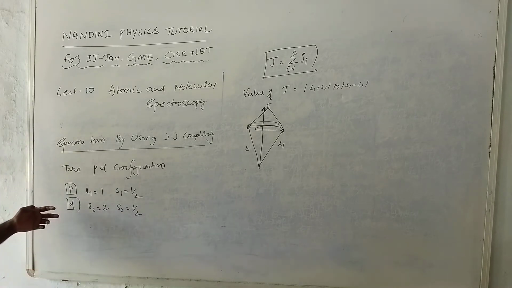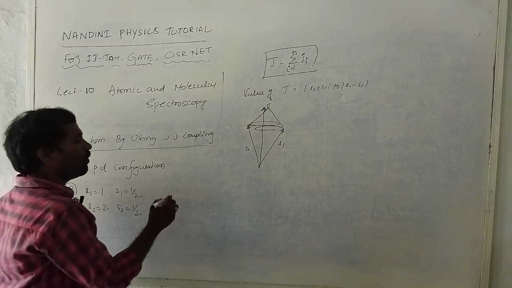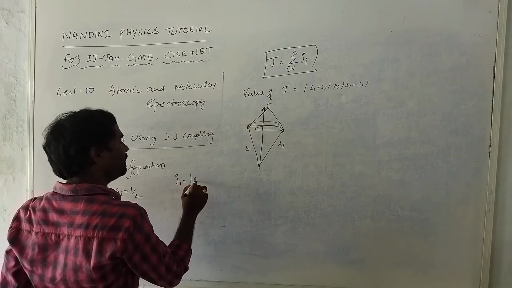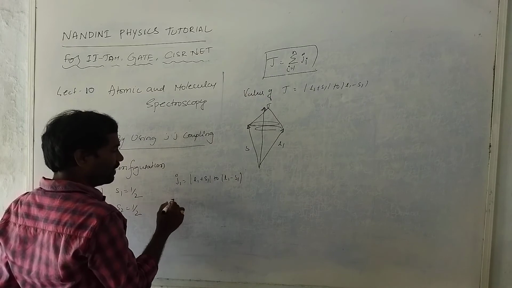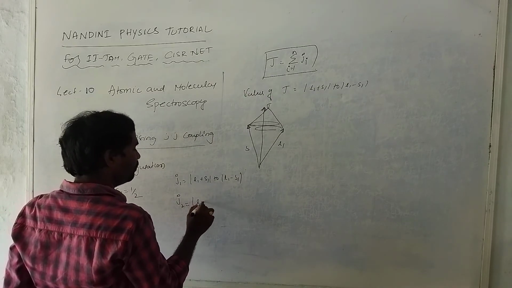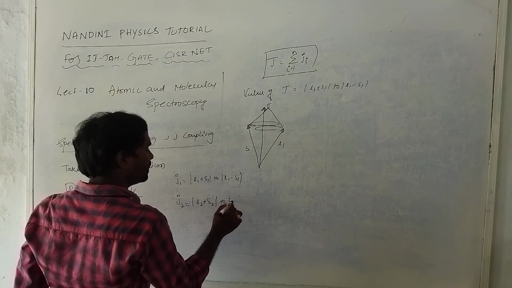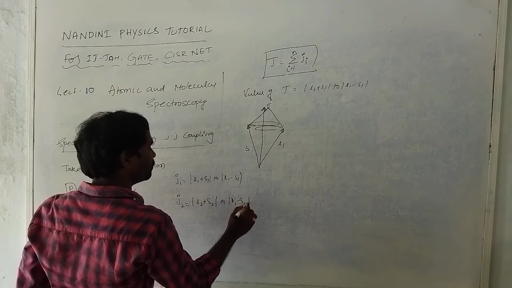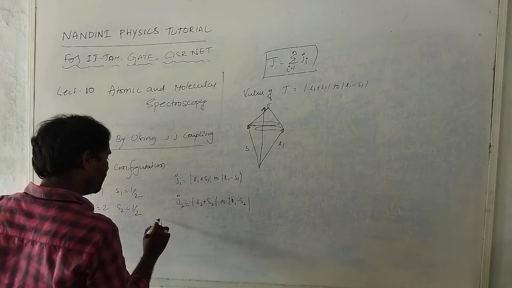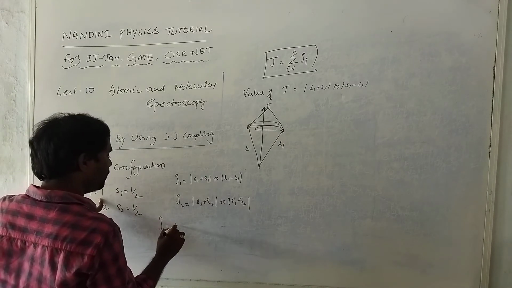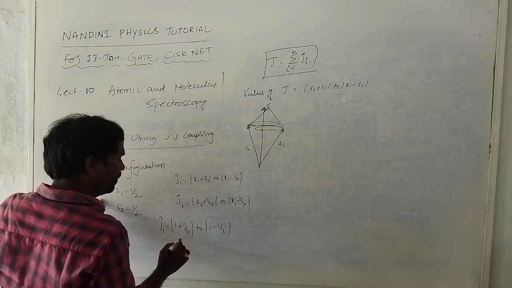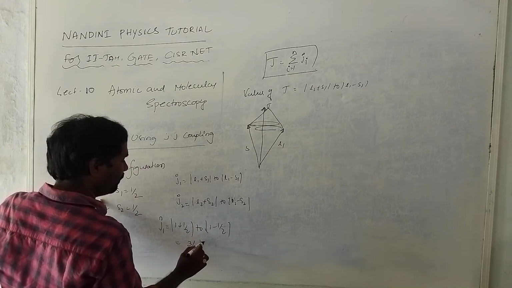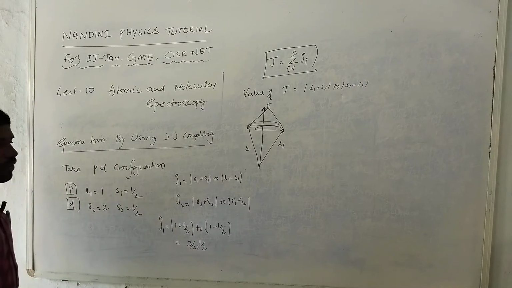So these are the spectral terms of these two electrons. Right now, I want to find out j1 and j2 both. What are the possible values of j1? j1 is l1 plus s1 to l1 minus s1, and j2 is l2 plus s2 to l2 minus s2. So j1 is 1 plus 1 by 2 to 1 minus 1 by 2. So j1 values are 3 by 2 and 1 by 2.